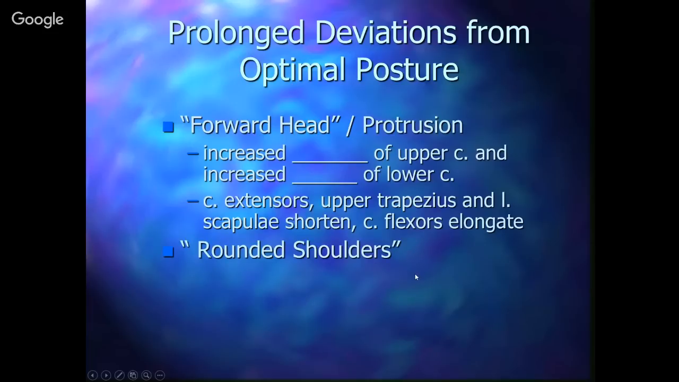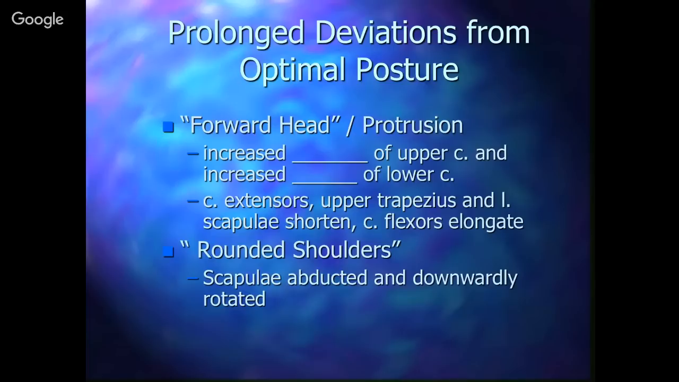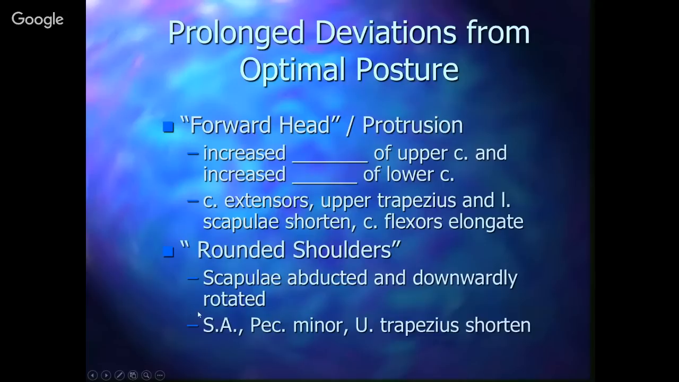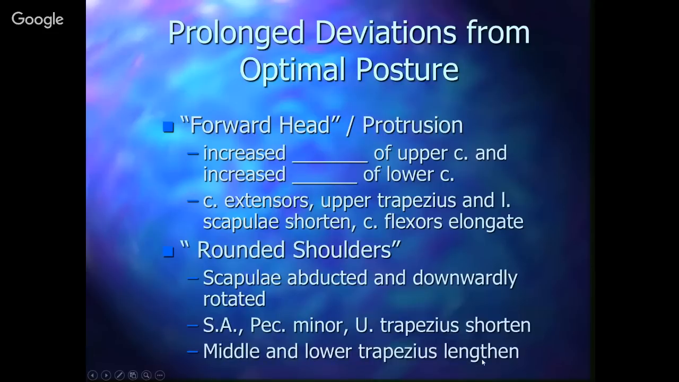Rounded shoulder posture is another lay terminology, and we'll get to this in more detail when we cover shoulders. Rounded shoulders puts our scapulae in an abducted position, away from midline position, and downwardly rotated position. Okay, so patients that present with this will have muscles such as serratus anterior, pec minor, upper trap shortening, while muscles like the middle trap and lower trap will lengthen.